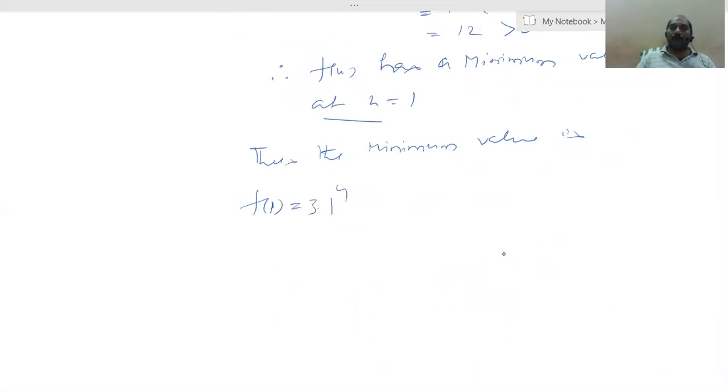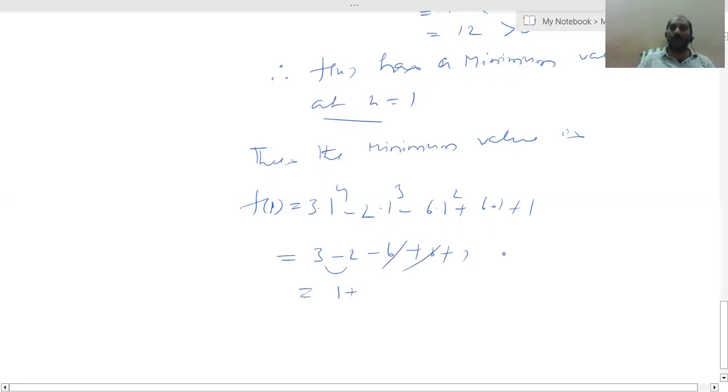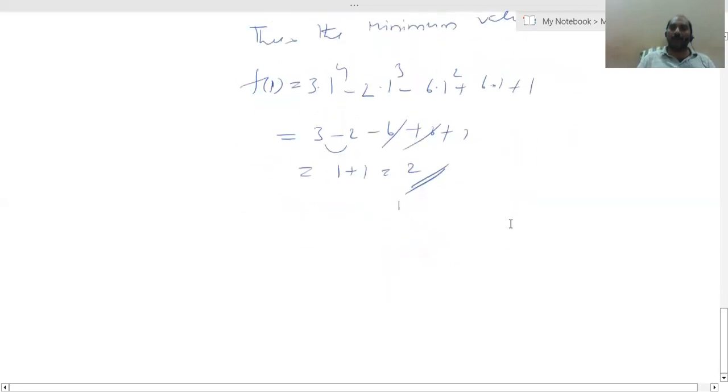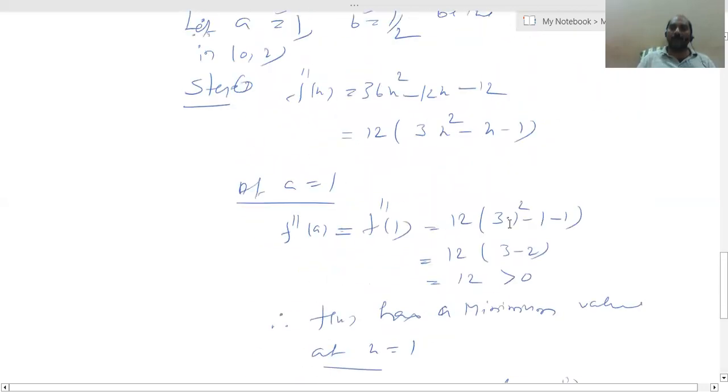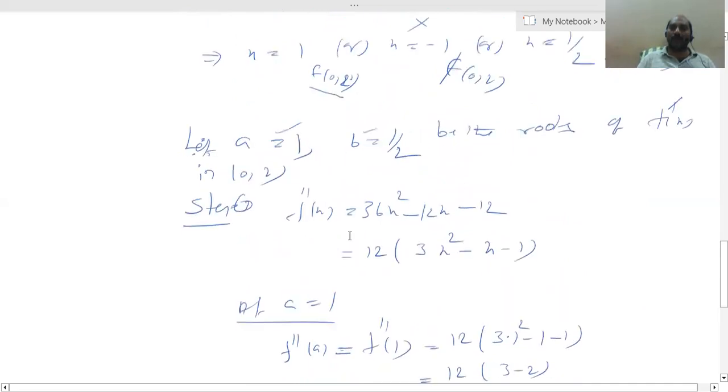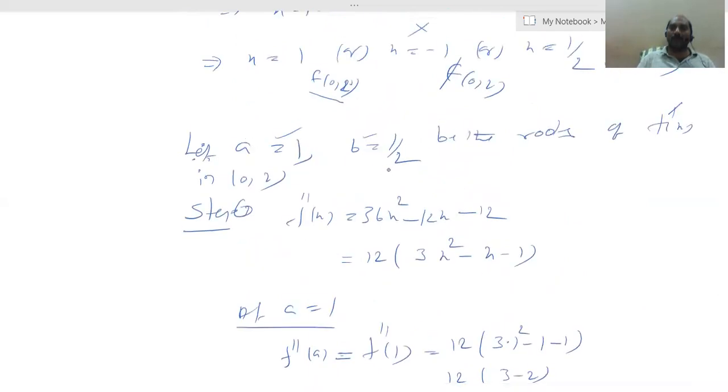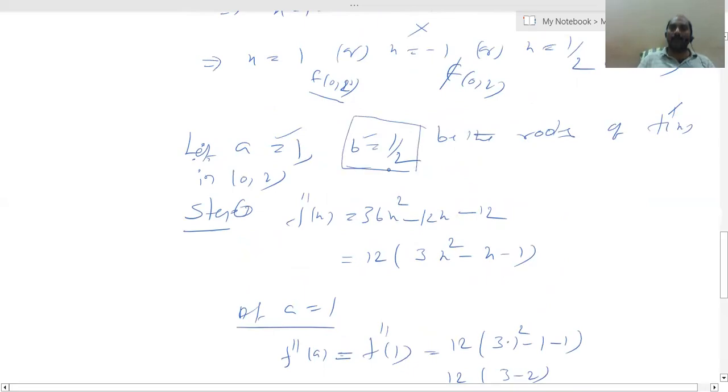3 into 1 power 4 minus 2 into 1 cube minus 6 into 1 square plus 6 into 1 plus 1. That is 3 minus 2 minus 6 plus 6 plus 1, which is equal to 2. This is the minimum value of the function. At one point we already verified at x equal to 1. Now another root is also there for f dash x, x equal to 1 by 2.